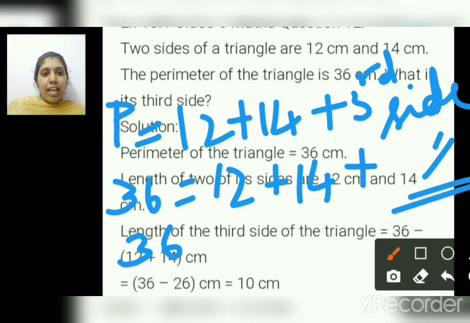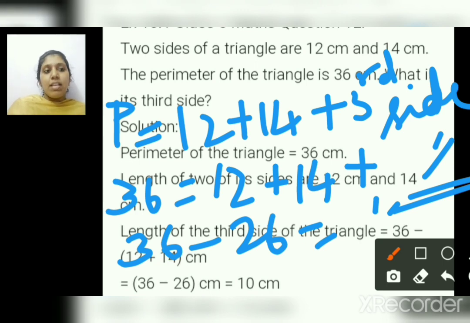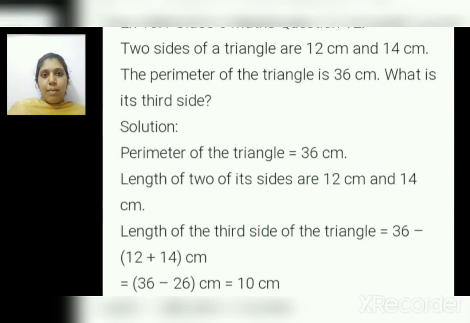Can I take this 26 to the other side of the equation? Yes. When you take it to the other side, it becomes minus 26. So 36 minus 26 is equal to the third side. When you subtract 26 from 36, you get 10 centimeter, which is the length of the third side.